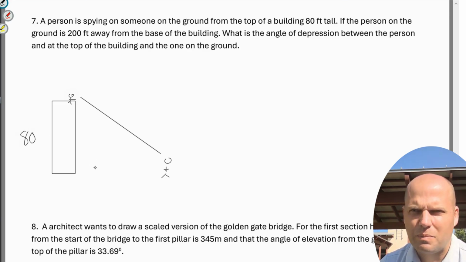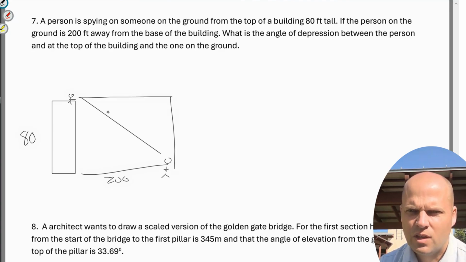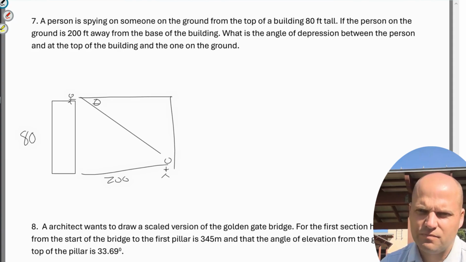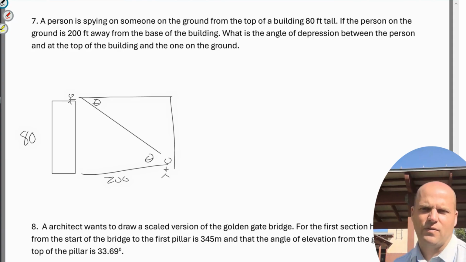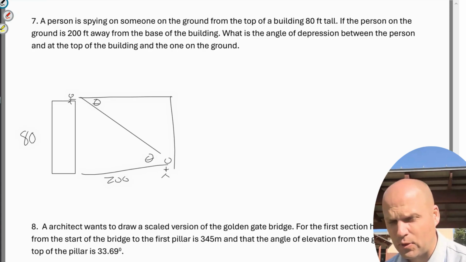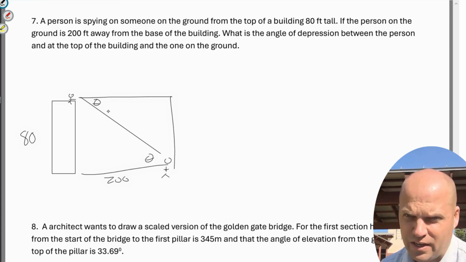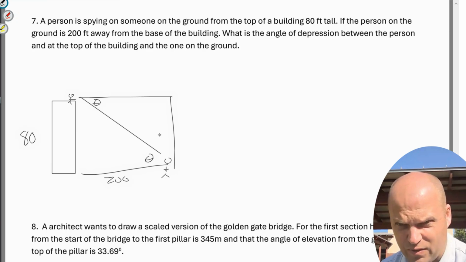An 80-foot tall building. A person is 200 feet away. What is the angle of depression? Now, here's the key. This would be the angle of depression, which corresponds to the angle of elevation from the other person's perspective. This is the angle of depression. This would be the angle of elevation.